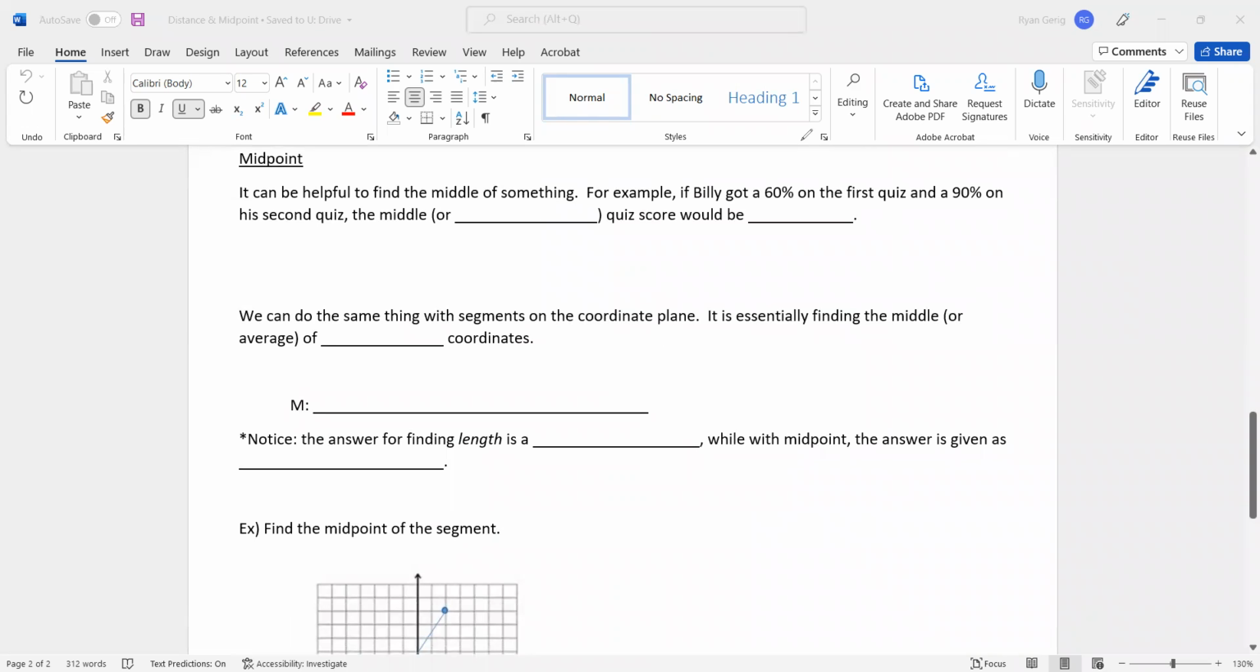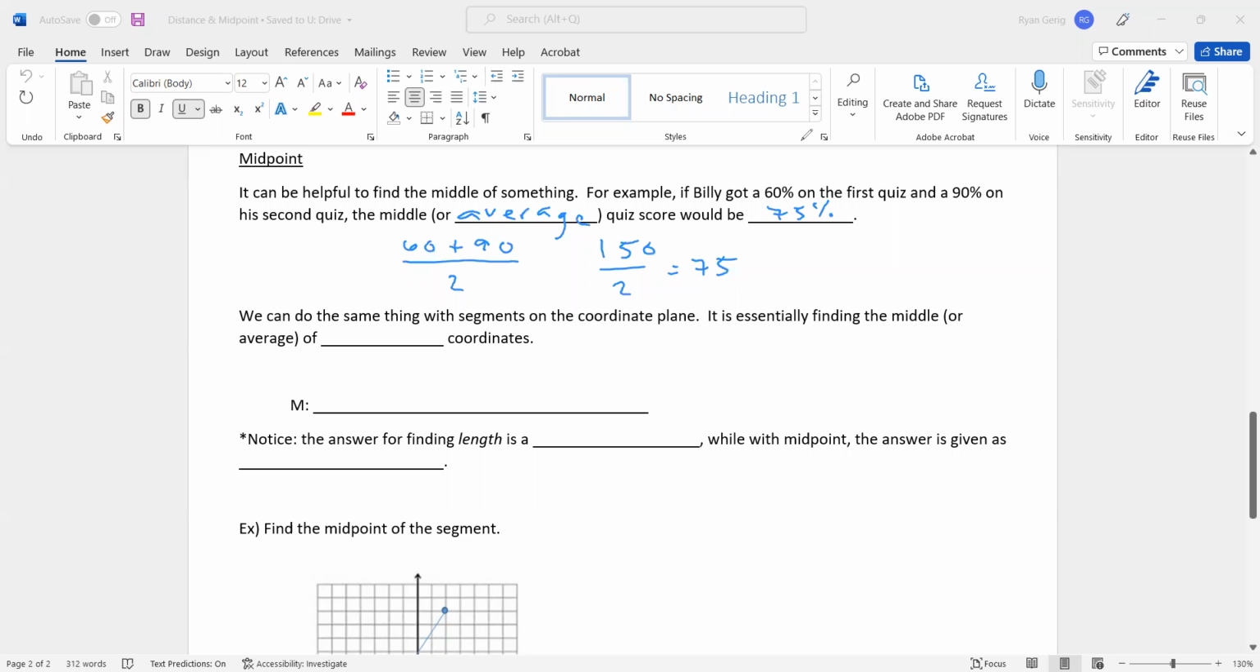It can be helpful to find the middle of something, especially in geometry. For example, if Billy got a 60% on the first quiz and a 90% on the second quiz, the middle or the average would be 75%. You know, like, need a refresher on what I did there. All I did was add up 60 plus 90. And because I'm looking for the average, divided it by 2. So 60 plus 90 is 150. Divided by 2 is 75.